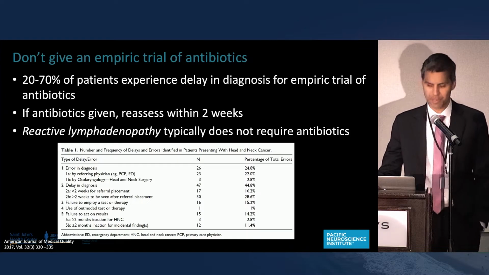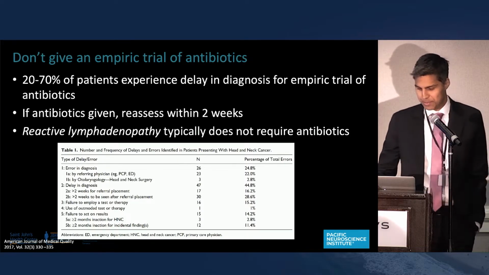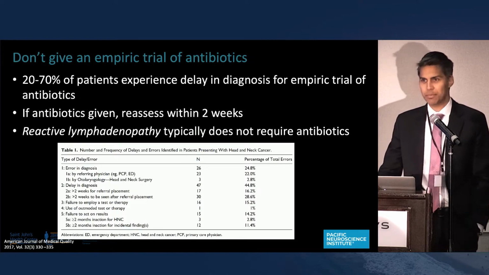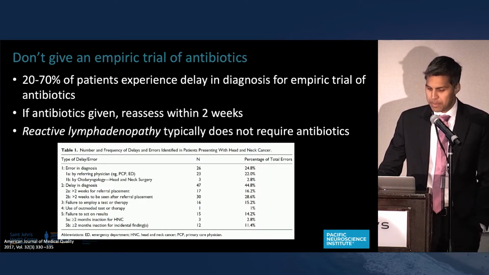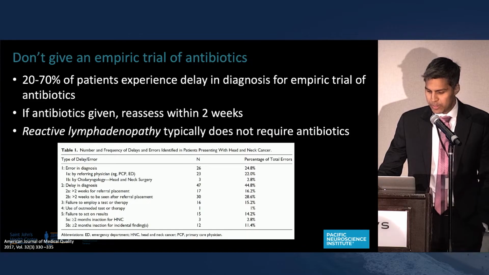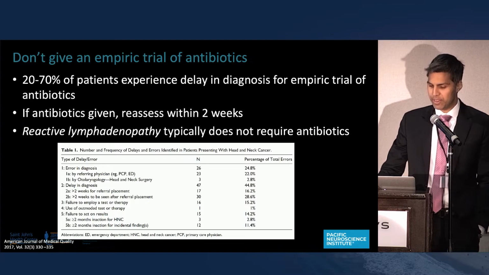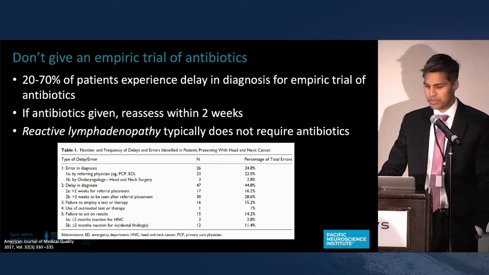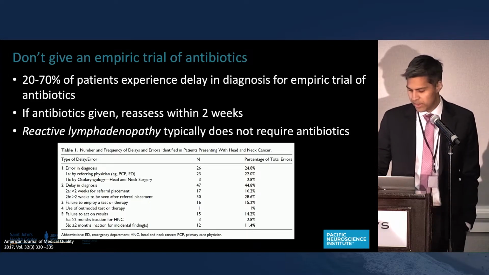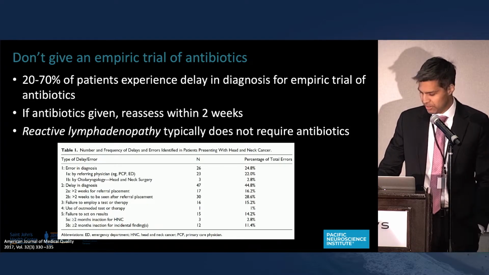ENTs do sometimes. I had a patient who came in with a fairly advanced tumor, and they were upset because their first ENT gave them ciprofloxacin. And several weeks went by before they got an appropriate biopsy. But between 20 to 70% of patients in some studies report that delay is caused by a trial of antibiotics. If you do give an antibiotic trial, you think it may be an infection, do reassess them within 2 weeks. However, if a patient has reactive lymphadenopathy, you typically don't need to treat this with antibiotics.